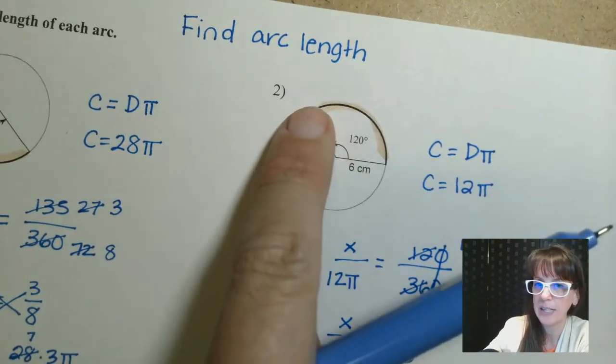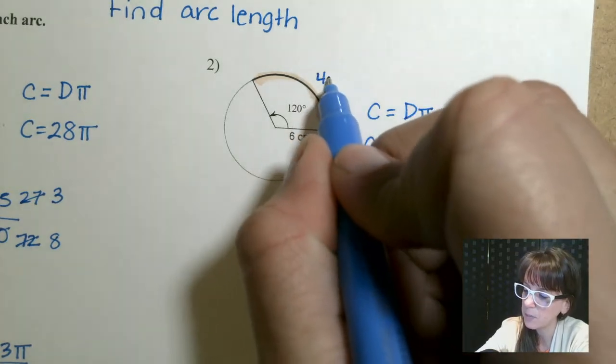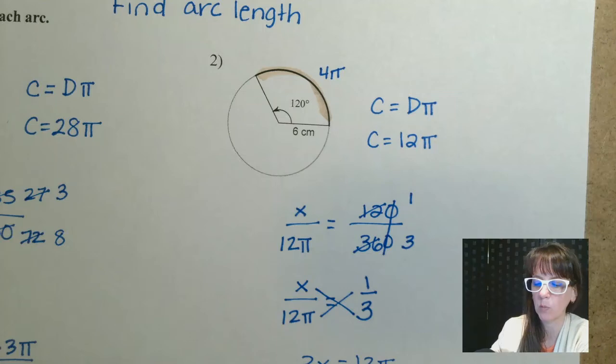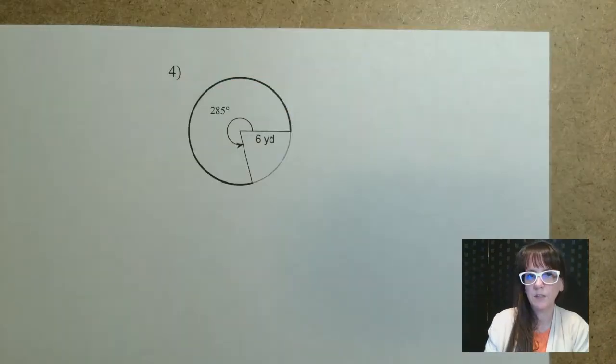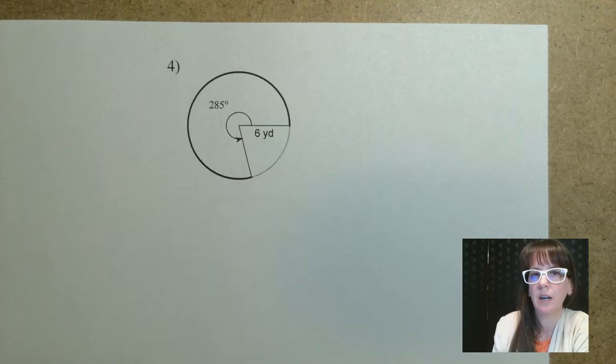So the part here that we need is 4 pi, and that makes sense. This is 4 pi because the whole thing is 12 pi, so that seems about reasonable. Okay, so let's move on to the next one. Good, so in our previous problems, we were leaving it in terms of pi. Let's talk about now if you wanted to turn it into a decimal.